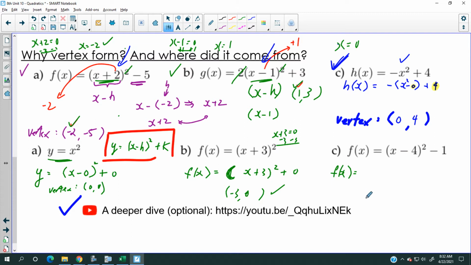Okay, all right, so here for this one, I can do x minus 4 equals 0, so that means x equals 4, all right? So the vertex, I'll just write the vertex. Vertex is 4, what? Yeah, negative 1. That's it, okay? So that's the lesson today.